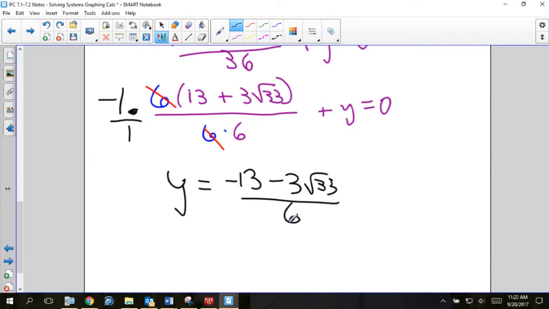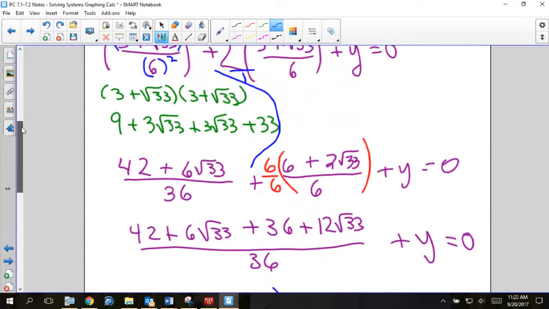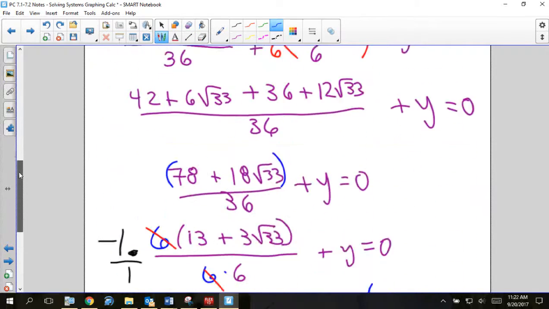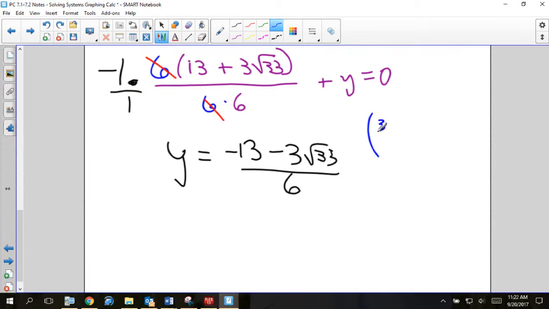Oh, okay. So I canceled out the 6, but I was visually trying to show how I'm canceling it by factoring it. Okay, so this is the y. So our first ordered pair, what was our x? I don't remember. Somewhere way up there. 3 plus radical 33 over 6. And then our y value is negative 13 minus 3 radical 33 over 6. There we go. There's our first ordered pair.